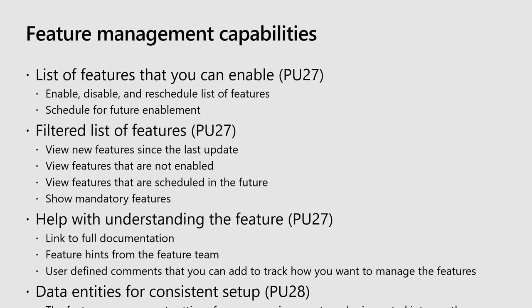You can filter that list of features. There's tabs that are pre-filtered lists of the features. And we've got links to the documentation and feature hints from the feature teams inside of the feature management workspace, on the features themselves, to help with understanding the feature. And there's also data entities to enable consistent setup of the feature management data. So you can export that feature management configuration from, say, Sandbox, and then import that into production.